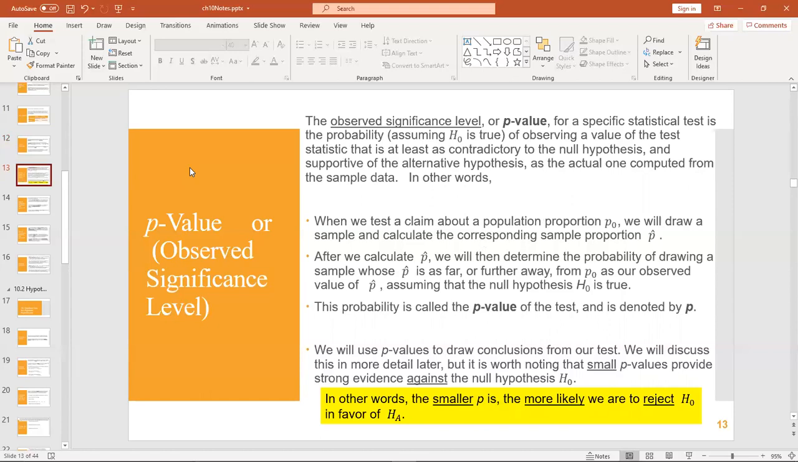So then we're going to have the observed significance level, that's the p-value. And so this is the probability of observing the value of the test compared to the null hypothesis that we have. So we're going to test a claim about a sample proportion, and we calculate the sample proportion. After we calculate it, we determine the probability of drawing a sample that actually gives us that proportion. And if it's far enough away from the null hypothesis, that's going to be in the rejection region.